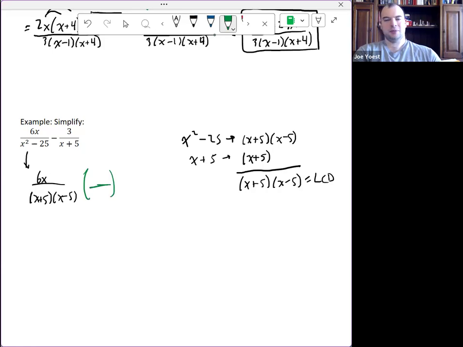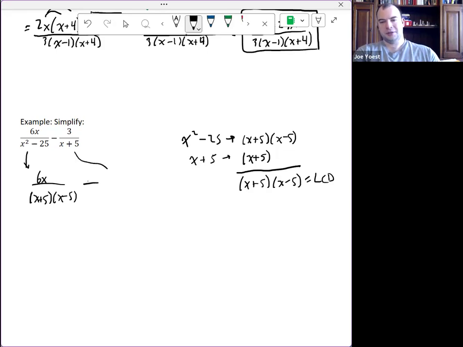And then I ask, what do I need to multiply this denominator by, x plus 5 times x minus 5, to make the LCD? Well, actually, basically just 1, right? In fact, I don't really need to change this first fraction at all. I can just leave it as it is. It already has its denominator being the LCD. So we can just leave it as is.